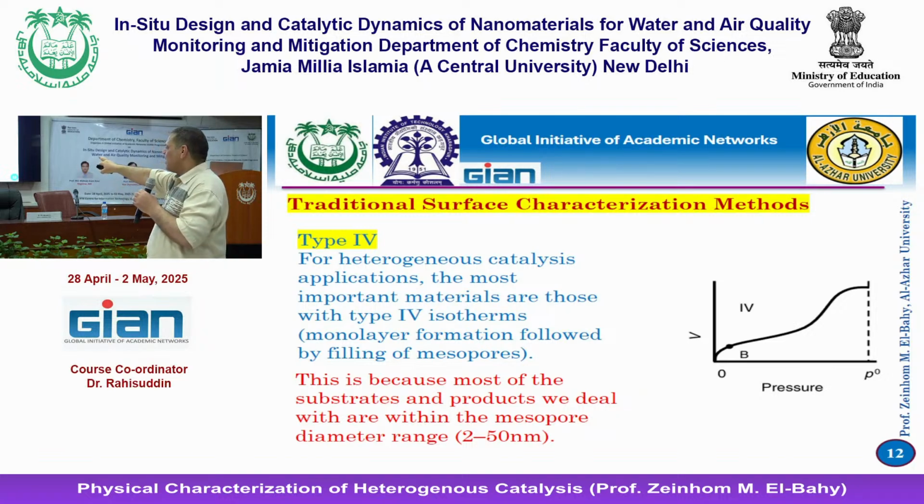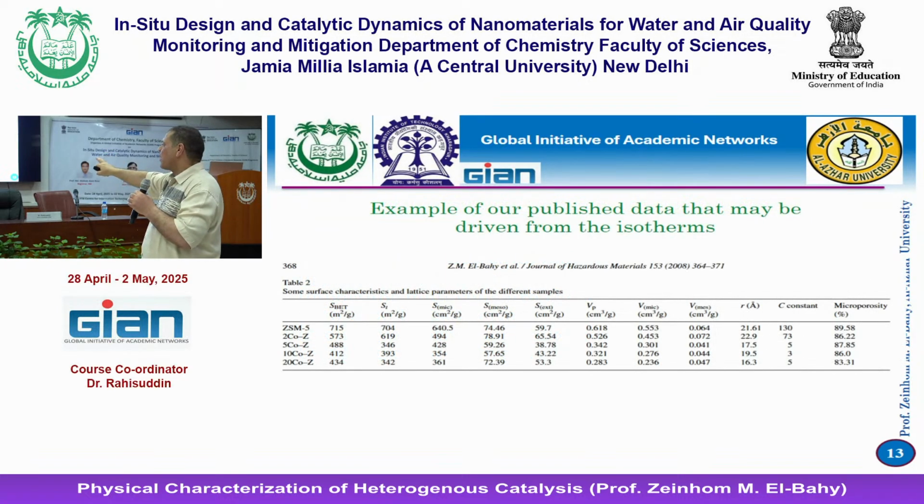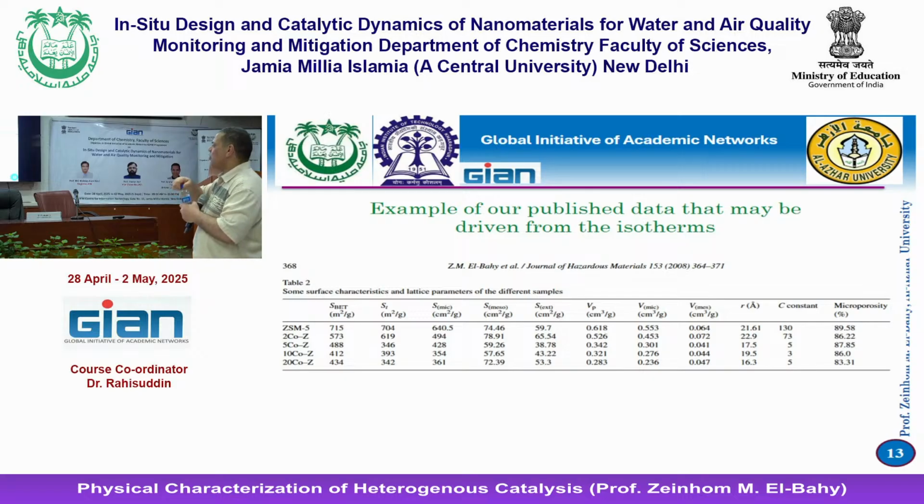This is an example of the data you can obtain. This is our data in one publication. As you can see here, the first column on the left contains the samples we used. The second column explains how much total surface area you have.